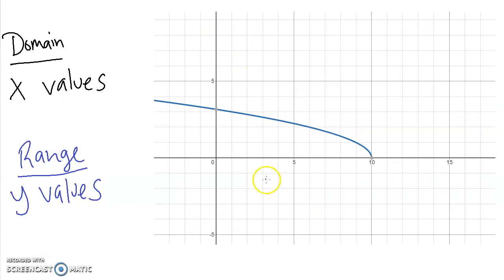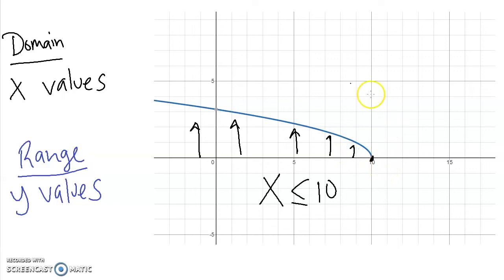This new graph would have a new domain value that would be x is less than or equal to 10, because every number less than 10 has an x value associated that can reach up and touch the graph, but nothing greater than 10 has that value. So this is the graphical representation of what a domain should look like for this type of problem.